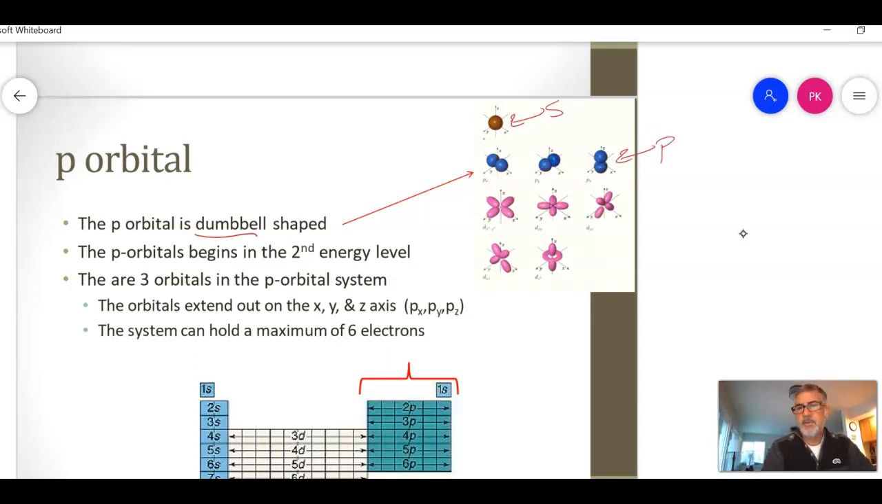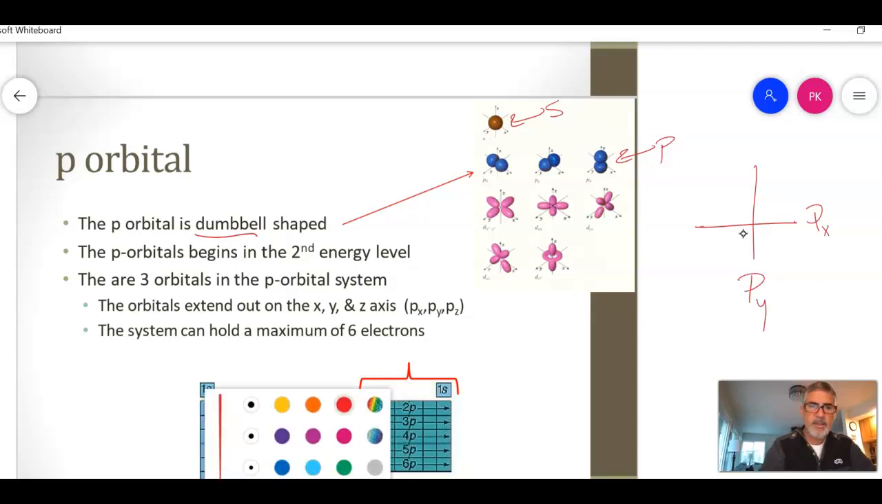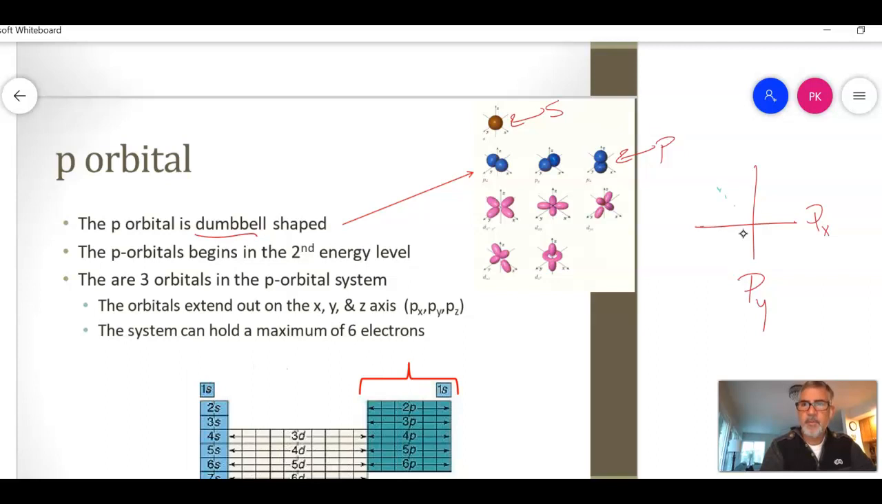Now the P's, if you think about it, this would be the P in the X direction, this would be the P in the Y direction, and if you can imagine the third dimension coming in and out of the board, this would be the z-axis, right? So the px, the py, and the pz. So there are 3 dimensions for p's, so there are 3 different orbitals.